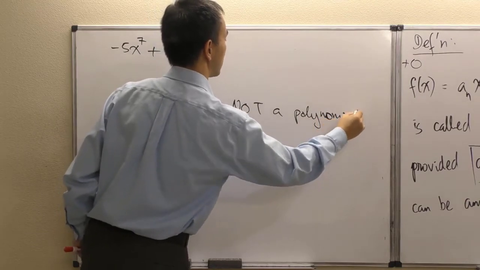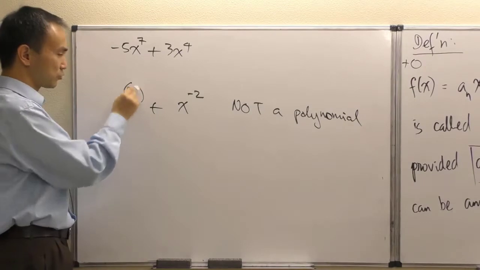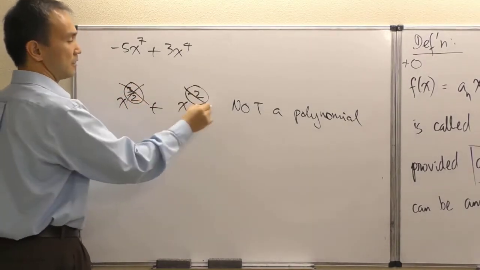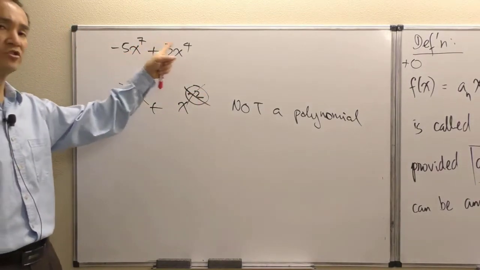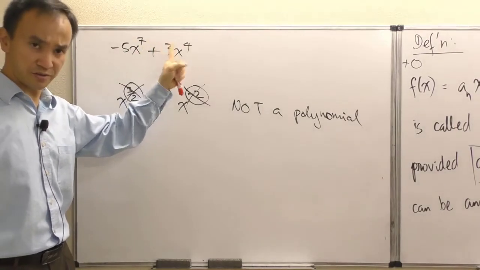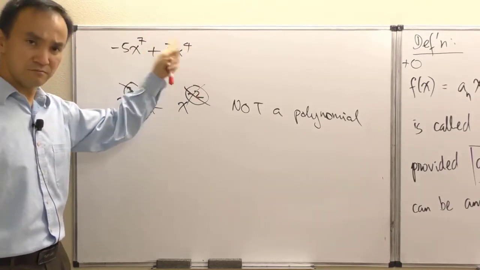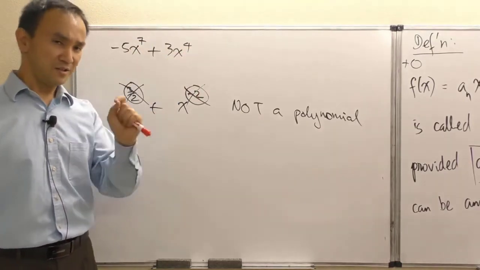All right, it's not a polynomial. So why is that? Because when we're working with polynomials, we don't want these kinds of powers. We want powers to be just whole values, integers, or integers and non-negative.